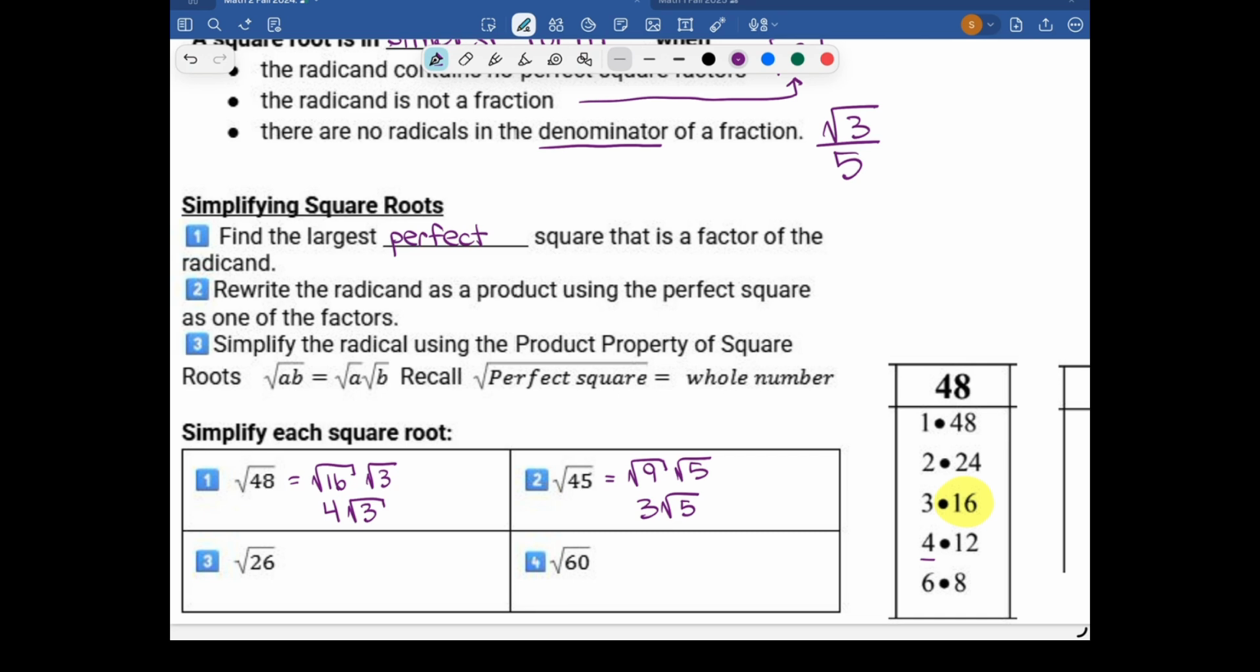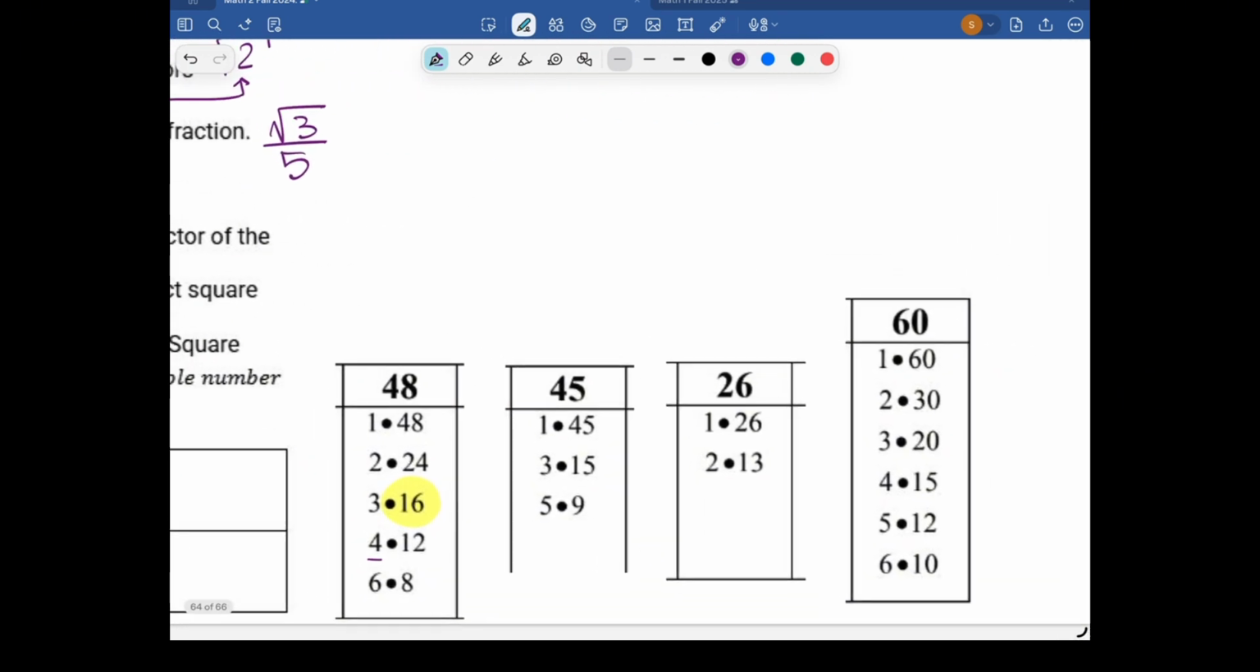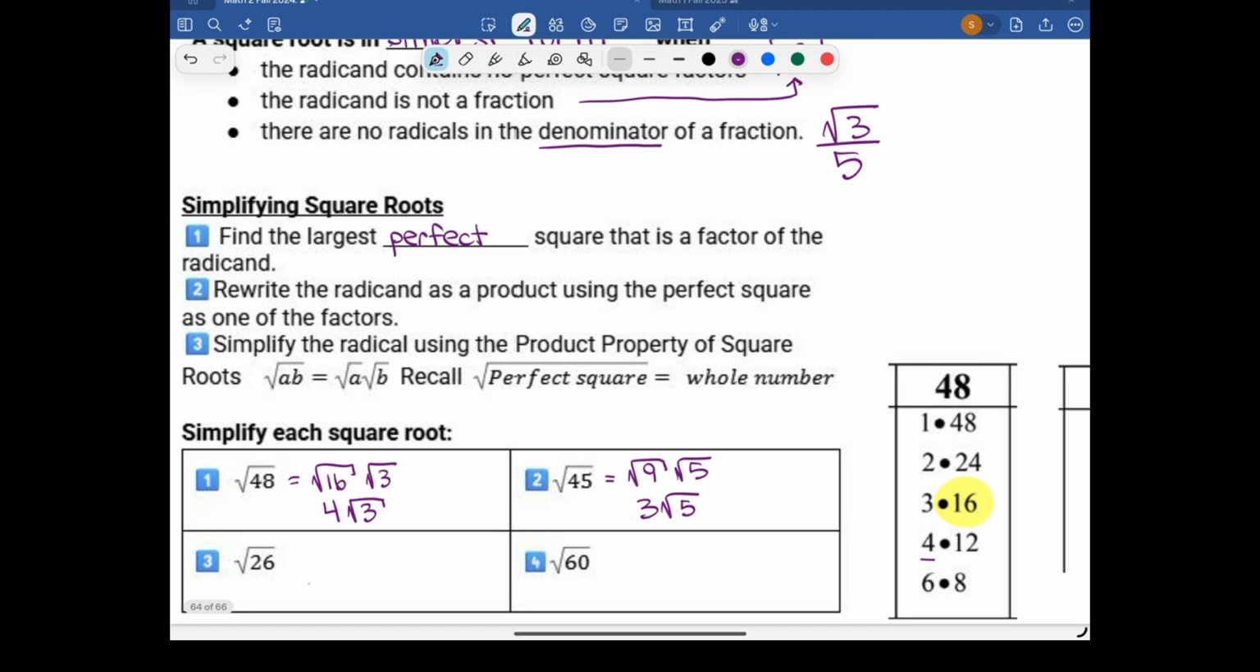Now, when you look at the factor tree for the square root of 26, let's just do that. I'm going to slide over the square root of 26. There are no perfect squares here. There are none. So guess what? When we go back over here, we just write that this is already in simplest form. It doesn't get any better than that.